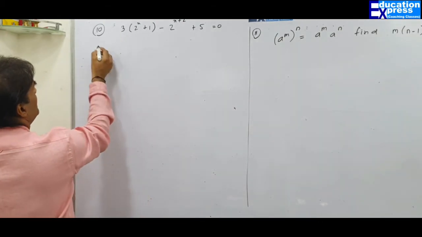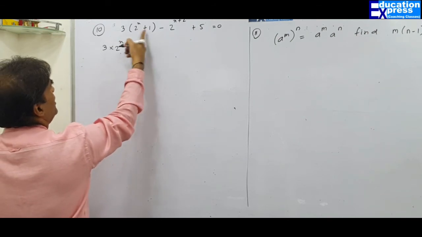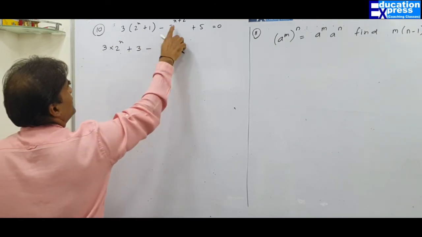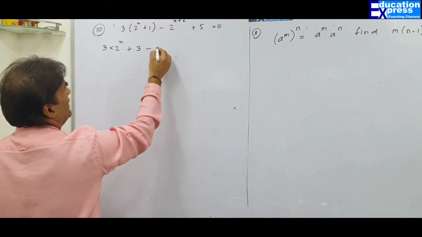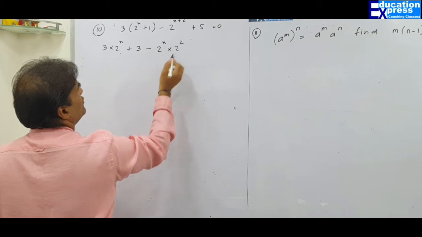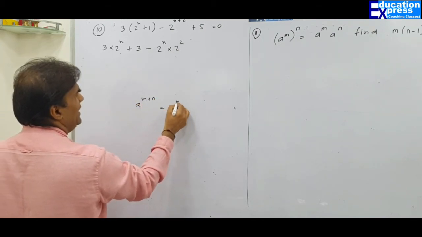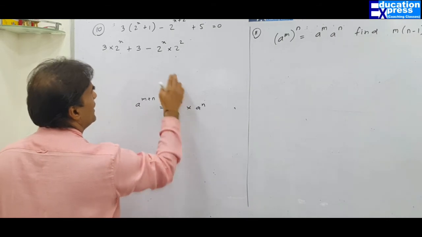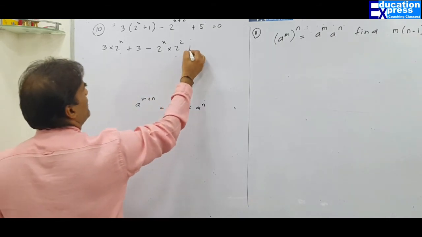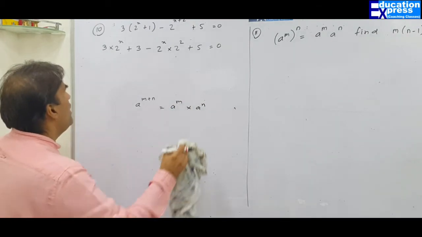3 multiplied by this will give you 3 into 2 raised to x plus 3 into 1, that's 3. This is complex, kindly divide it into simpler form. So 2 raised to x into 2 raised to 2. As we know, a raised to m plus n can be written as a raised to m into a raised to n. So that's how we have simplified. Plus 5 is equal to 0.